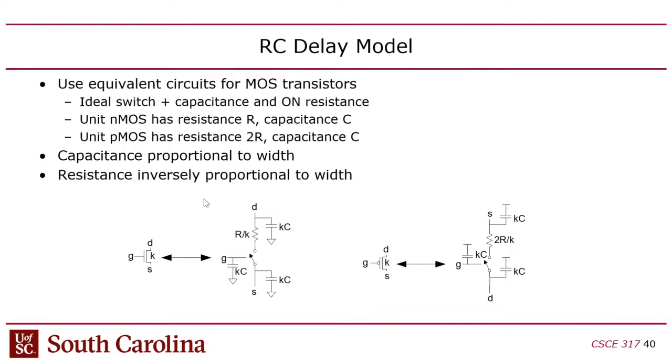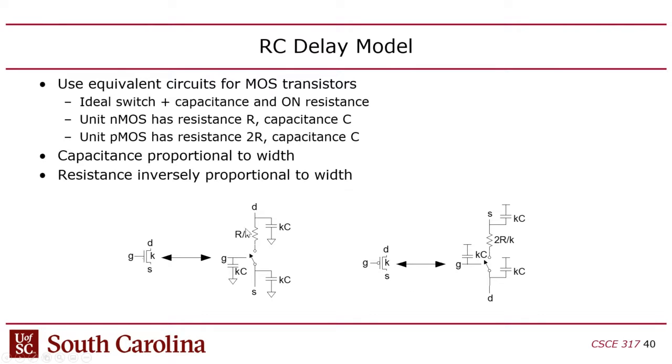If K is 3, that means your width is 6 times your length, right? But that's not important to know. The important thing is that K is basically the size of the transistor, which determines the capacitance. Generally speaking, the capacitance of the gate is about the same as the diffusion areas, but the gate and the diffusion areas scale up with the size of the transistor. So a K-sized transistor will have K times C for the gate and the diffusion capacitance, right?